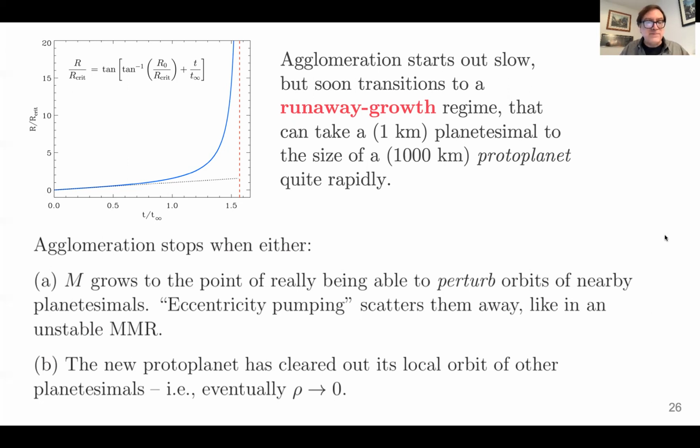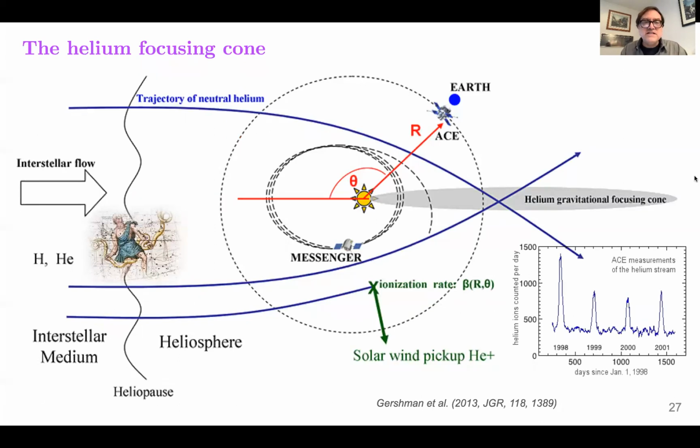The other application of gravitational focusing is this thing that we've observed in the heliosphere called the helium focusing cone. Apologies about the busy figure, but I wanted to put everything in one slide. The solar system, the sun and the planets and all of its magnetic fields are actually in motion relative to the rest of the galaxy. So when we look out in space, there actually is an interstellar flow from our point of view coming towards us from the direction of the constellation of Ophiuchus for some reason. It's just the direction we're moving throughout the galaxy.